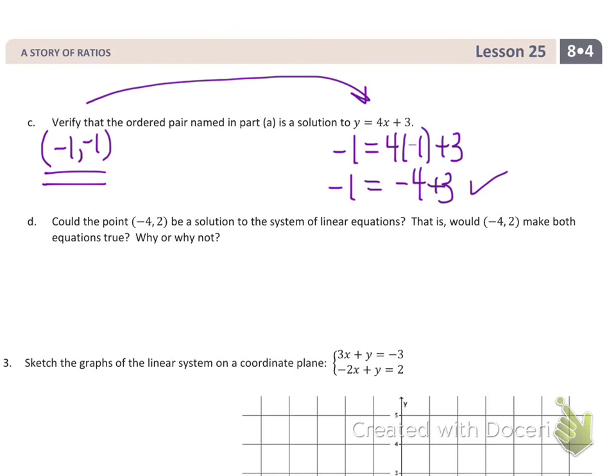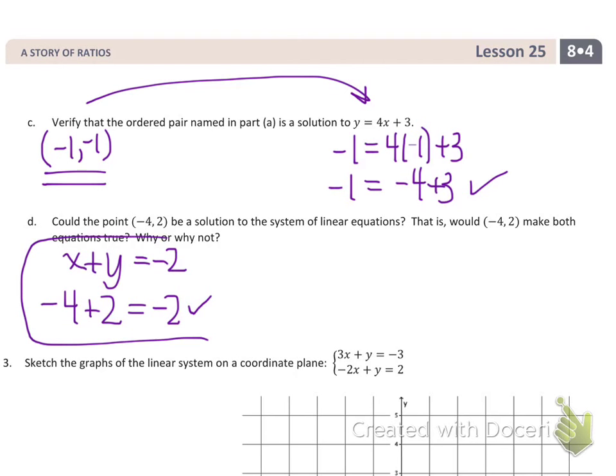Okay, so now we're asked about the point (-4, 2). We're asked, is that a solution to this system of linear equations? In other words, would it make both equations true? Why or why not? Well, we can just try it. x plus y equals -2 is our first equation. And so if we plug in, -4 plus 2 equals -2, it does check out. So it is a solution for one of the equations. But we have to try it in the other.